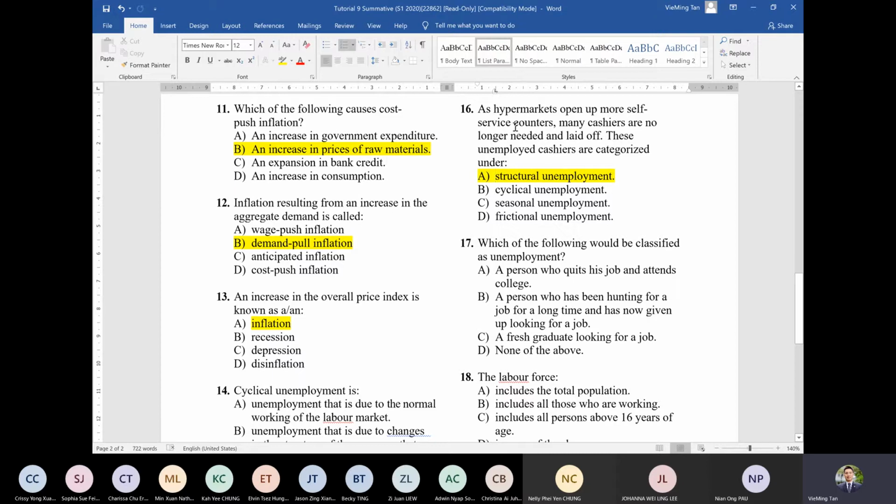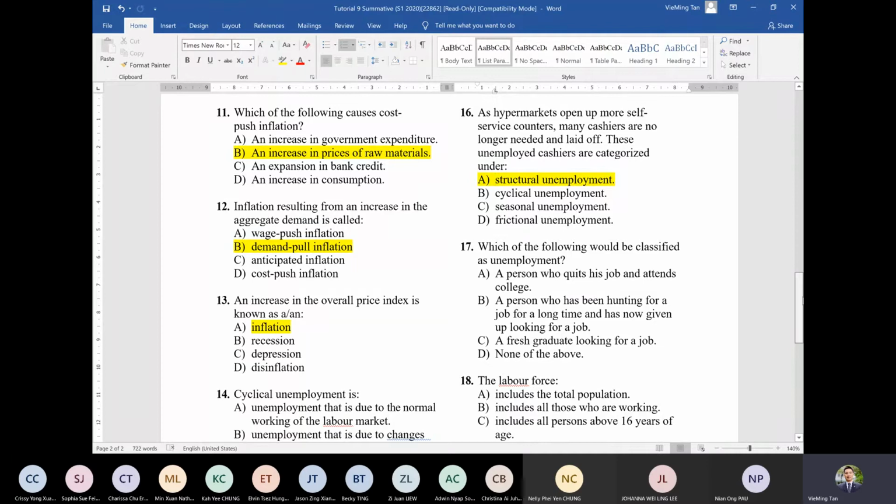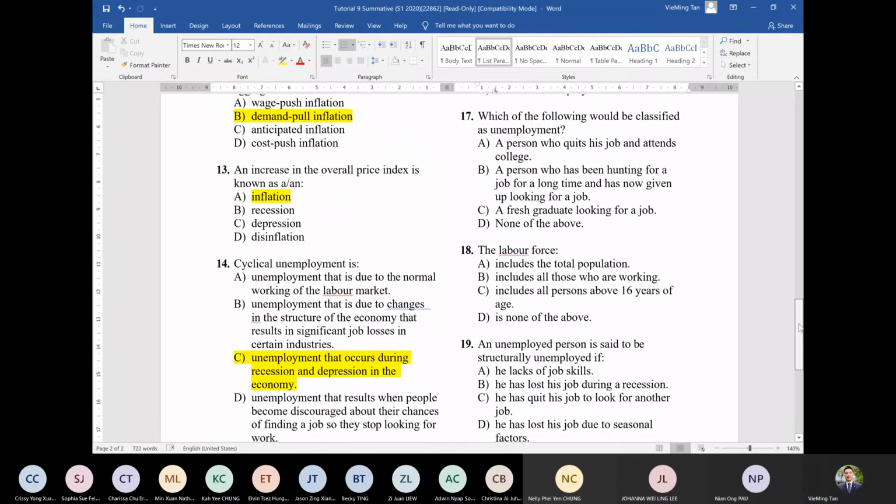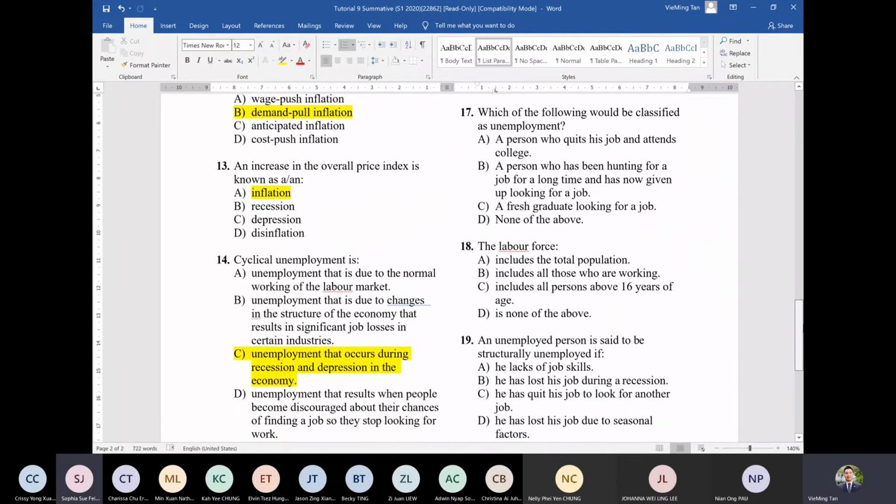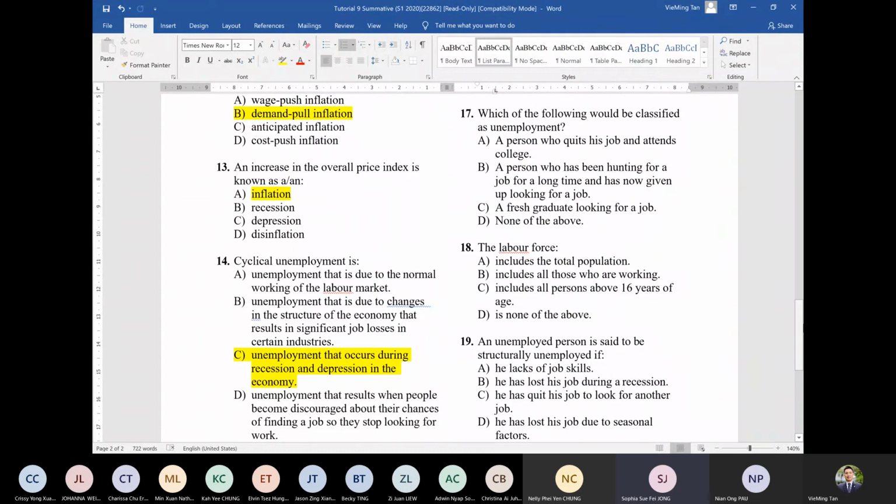It's using machines to do self-service checkout. That means the technology is replacing humans to do the job, so this type of unemployment is considered structural unemployment. The answer is A. Okay, 17, Sophia. Which of the following would be classified as unemployment? C. A fresh graduate looking for a job. So the answer is C.